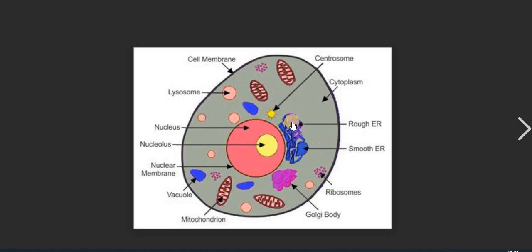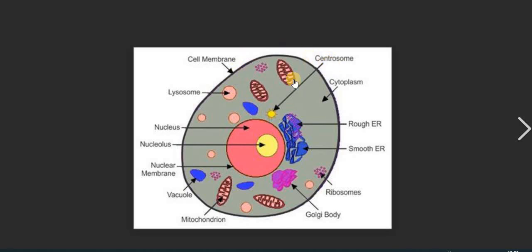Let's see the organelles. This is called the rough ER. ER means endoplasmic reticulum. This is the smooth ER, that means the smooth endoplasmic reticulum. This is the ribosome. This is the Golgi body. Then mitochondria, and vacuoles, where a little bit of food is stored. There is a nuclear membrane, the membrane which covers the nucleus. This is the nucleus. This is a lysosome, and this is the cell membrane.